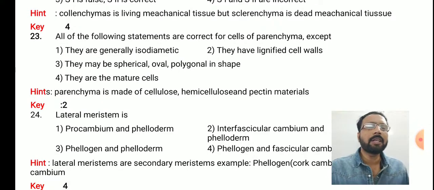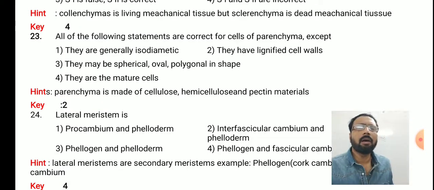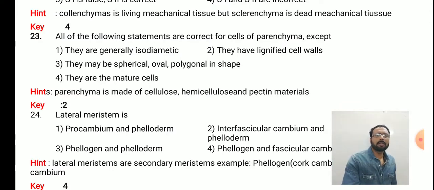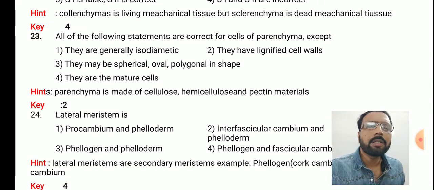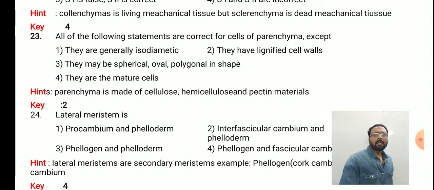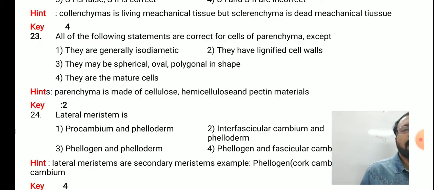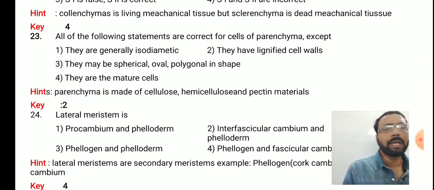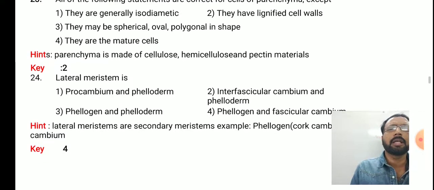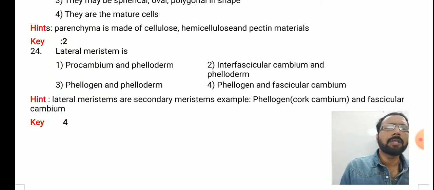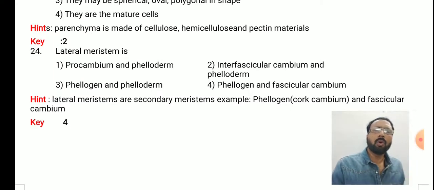Next, all of the following statements are correct for the cells of parenchyma except one. They are generally isodiametric. Correct. They have lignin? No lignin. They may be spherical, oval or polygonal in shape. Correct. They are mature cells. Okay, the second option is incorrect. Parenchyma is made up of cellulose, hemicellulose, and pectin.